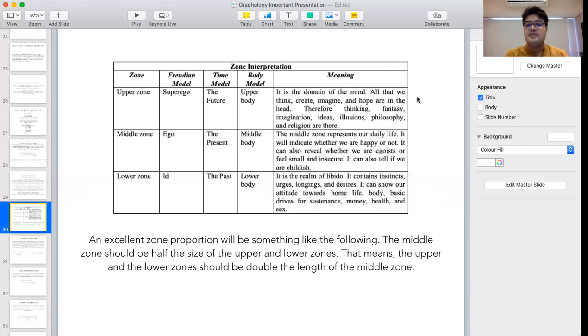The middle zone represents our daily life. It will indicate whether we are happy or not. It can also reveal whether we are egoist by nature or feel small and insecure. It can also tell if we are behaving in a childish manner. And the lower zone, that is the lower part of the body, that is the id, and that talks about the past. It is the realm of the libido. It contains instincts, urges, longings, and desires. It can show our attitude towards our home life, body, basic drives for sustenance, money, health, and sex.